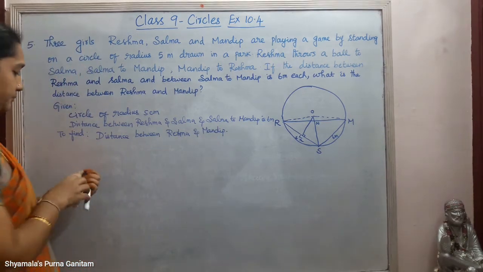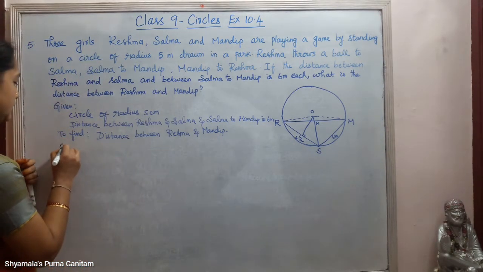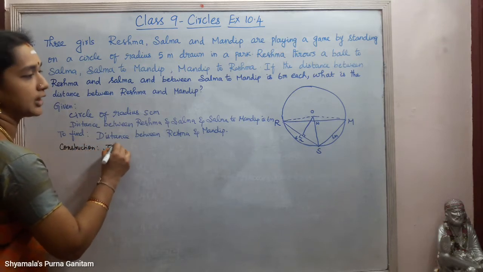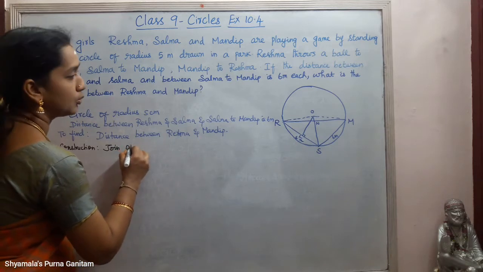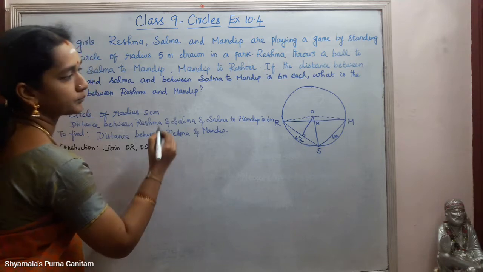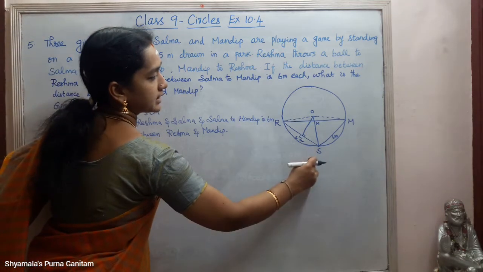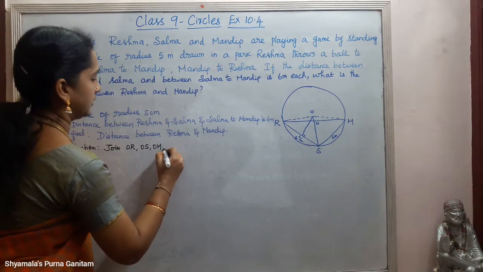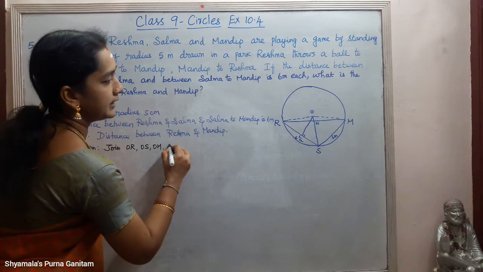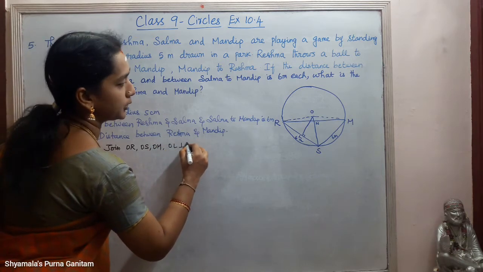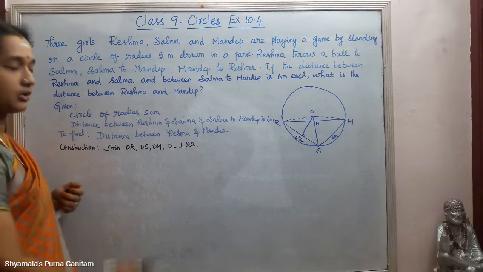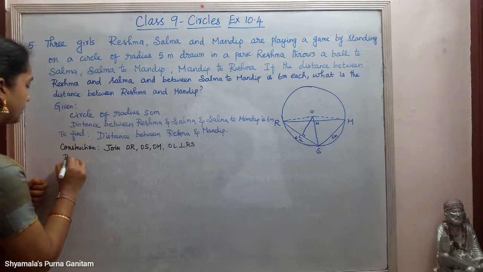Then construction: join OR, OS, OM, then OL perpendicular to RS. These are the things we are doing. Okay, construction. Then proof.